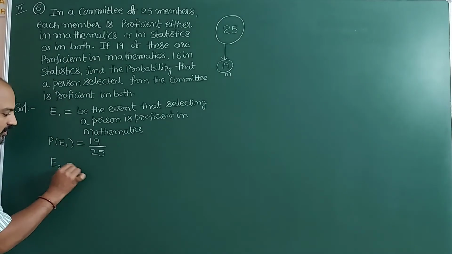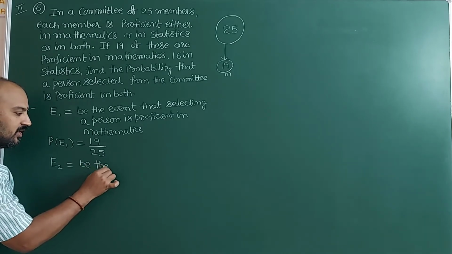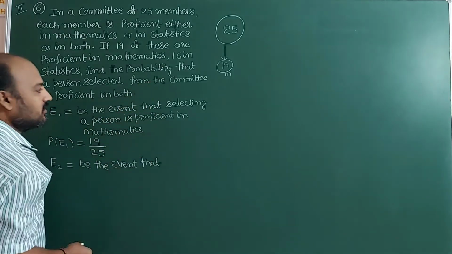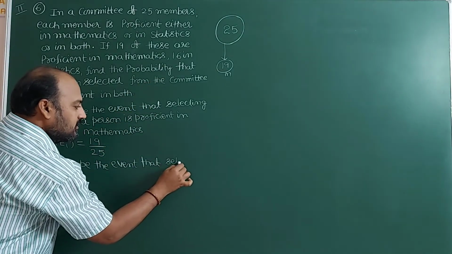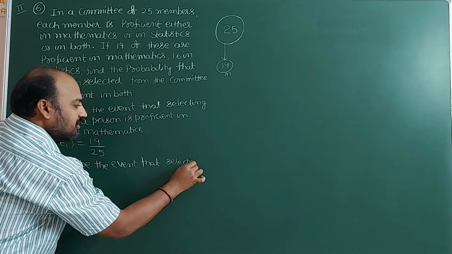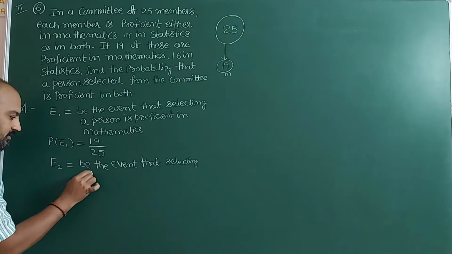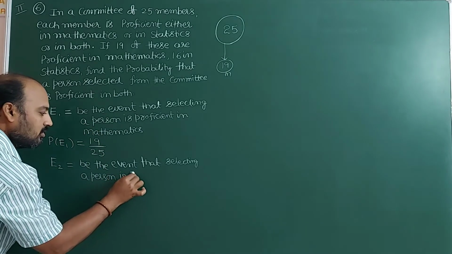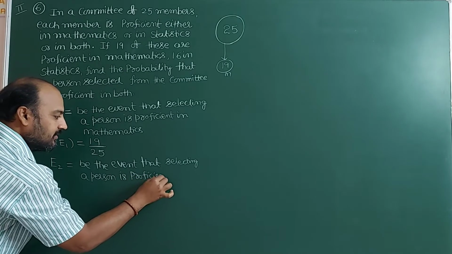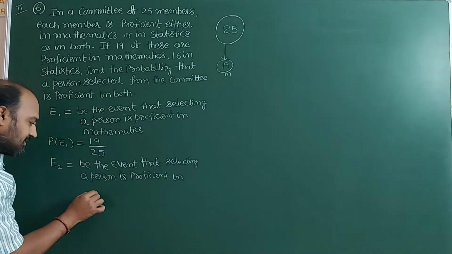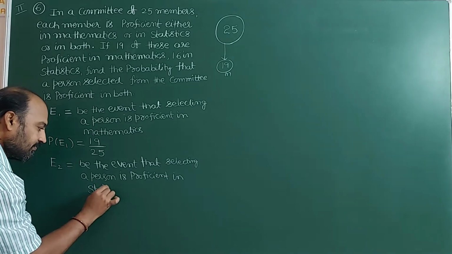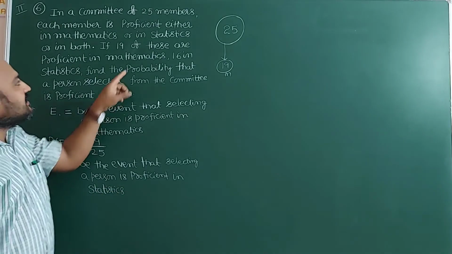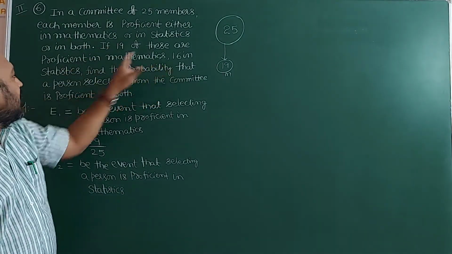Similarly, E2 also write it. E2 be the event that selecting a person is proficient in statistics. So how many statistics persons are there here? 16 in statistics.